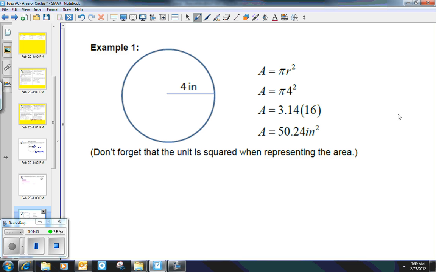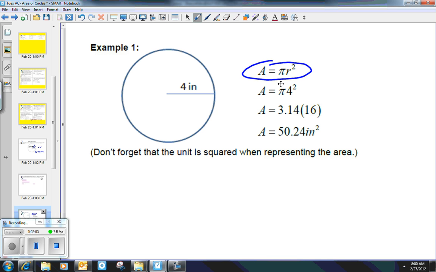Here's our first example. Here's a circle with a radius from the center to the edge of the circle of 4 inches. Remember, radius is from the center to the edge. Diameter goes all the way across. The first thing you're going to want to do is write down the formula. That's this part right here.